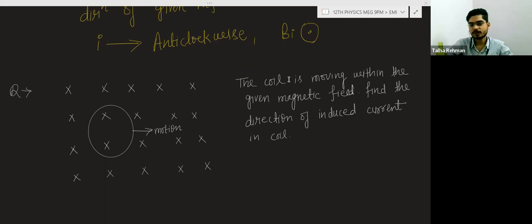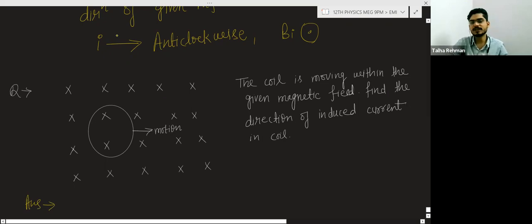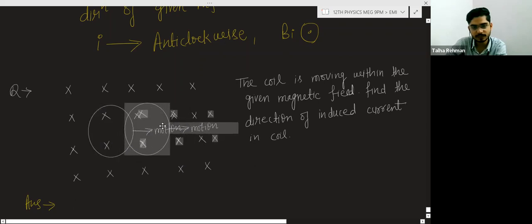I was saying the coil is moving within the given magnetic field. This is the point, so I am solving it. If this coil is moving within the given magnetic field, what does it mean? It means that the magnetic field is not changing. Here the magnetic field with respect to the coil is not changing because, suppose this coil is moved from here to here. Suppose this coil has done the motion.